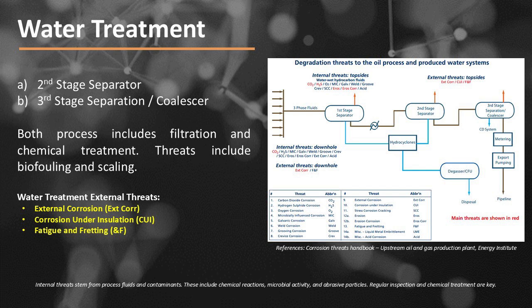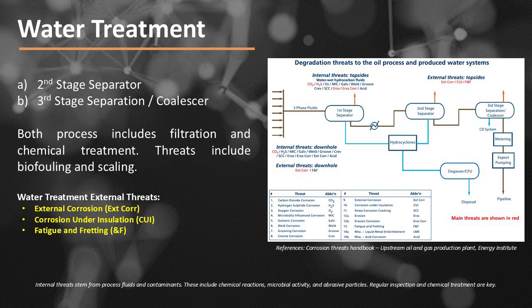Number 2 is corrosion under insulation, or CUI. CUI is a hidden and often underestimated threat. It happens when water penetrates the insulation and becomes trapped against the metal surface, leading to corrosion that is difficult to detect without removing the insulation. This is especially problematic in hot or humid environments. Preventive measures include using water-resistant insulation materials, sealing insulation properly, and conducting periodic inspections.